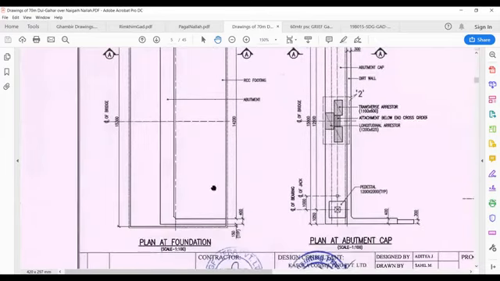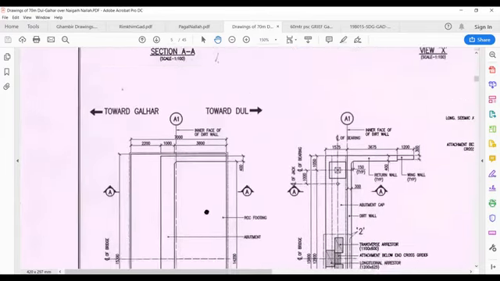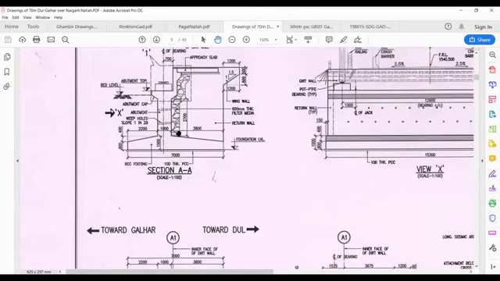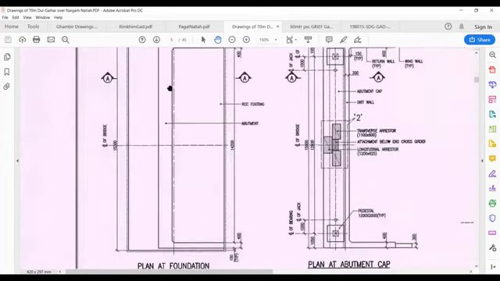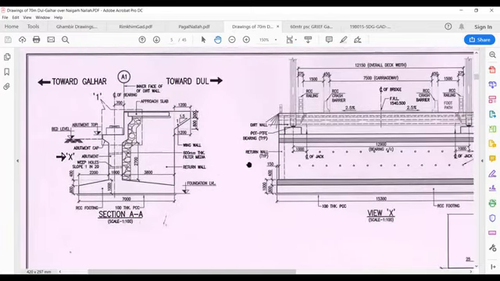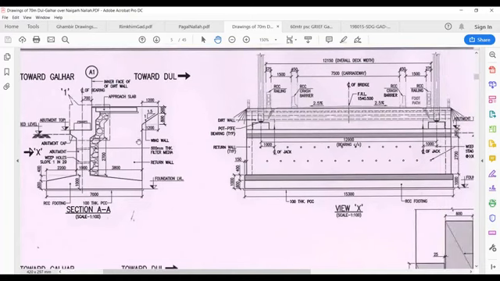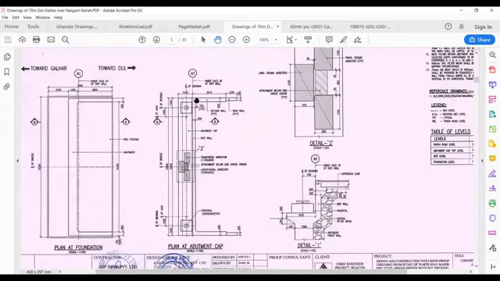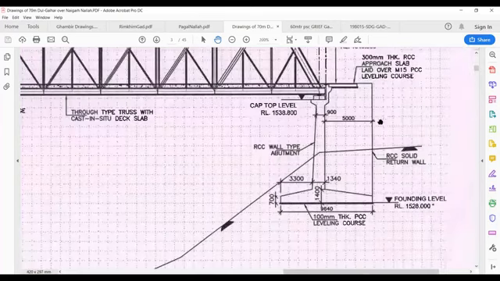This is the plan at foundation, which means that if you cut the abutment at this level, this is what you see. This is the abutment wall, this is the foundation, and this is the return wall, which I was telling you about. The return wall is only present at the ends, at the back, on the soil side. It is actually making a C shape. If you look at the abutment from the top, only the abutment, this is your wall and this is the cap. This is the return wall, this one. Between them, soil is filled. This is the abutment return wall.